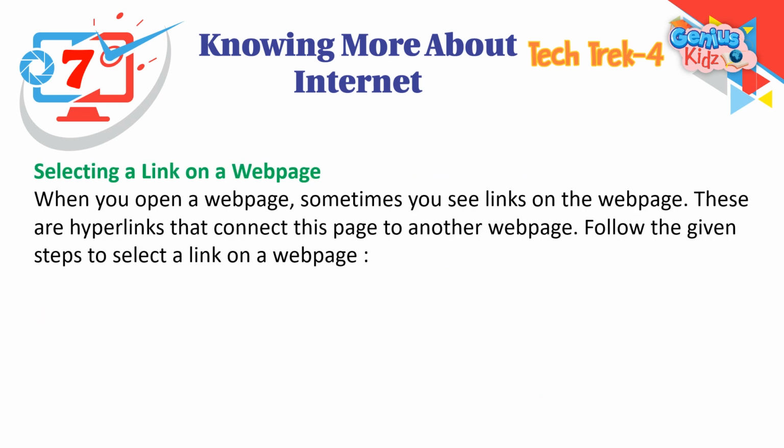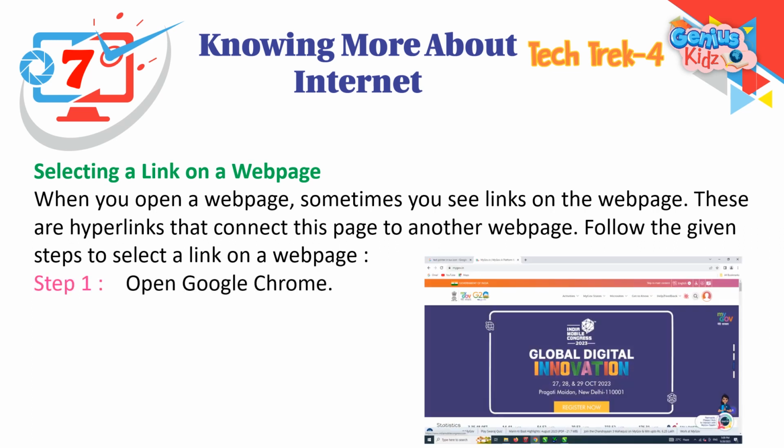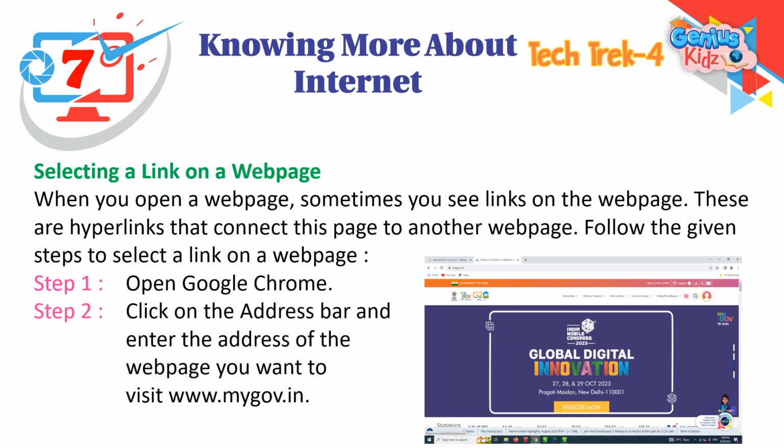Selecting a link on a web page. When you open a web page, sometimes you see links on the web page. These are hyperlinks that connect this page to another web page. Follow the given steps to select a link on a web page. Step 1. Open Google Chrome. Step 2. Click on the address bar and enter the address of the web page you want to visit, www.mygov.in. Step 3. Press the Enter key.